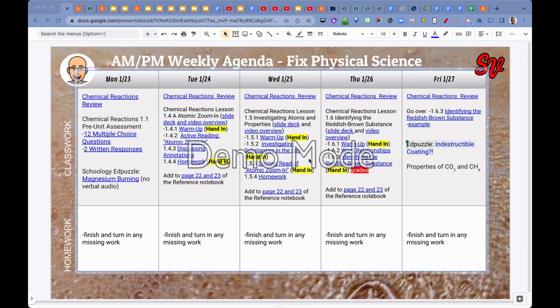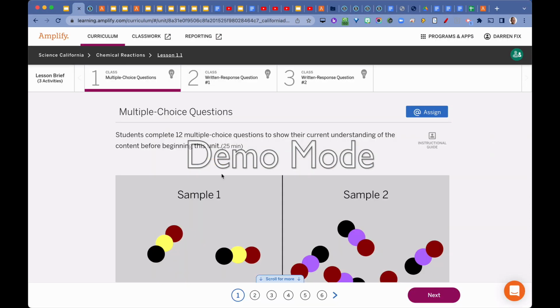This is a weekly update for Mr. Fix's science class for the week of January 27th. On Monday, we did a pre-unit assessment. There were 12 multiple choice questions and 2 written responses.